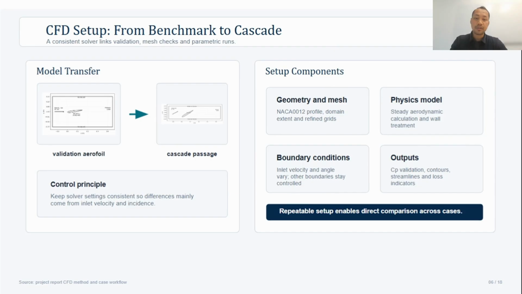And then the outlet was treated as a pressure outlet, and the blade surface used a no-slip wall condition. For the cascade passage, the periodic boundaries represent the repeated blade-to-blade flow. The main outputs were the pressure coefficients, velocity contours, pressure contours, streamlines, and wake profiles.